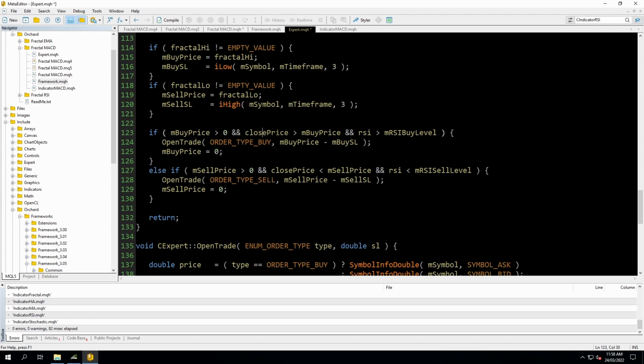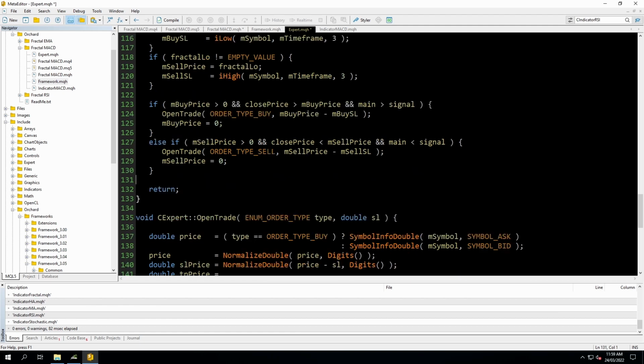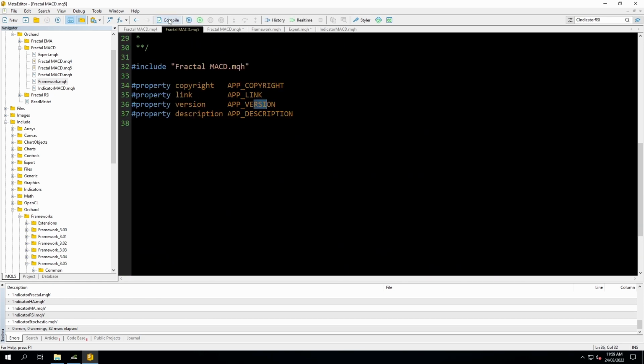The buy price having a close above the buy fractal, that all doesn't change. I just need to change this RSI. And what I'm saying is if the main is above the signal, then I'm in an upward trend. And if the main is below the signal, I'm in a downward trend. Now, you may want to change that logic. This is just very simple logic, but this is to show you how you can change this to use a MACD with the main and signal comparison rather than the RSI value. And nothing else changes here. I should be able to compile that Fractal MACD now.